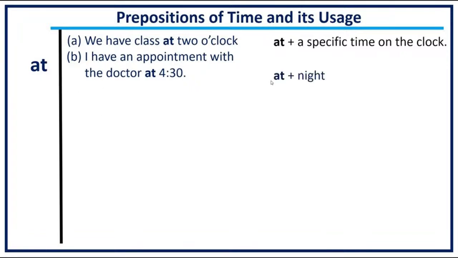Next, another usage of at is at night. So, at plus night. Example, we sleep at night. So, the usages of at are a specific time on the clock, and we use at as well for night. Alright? So, we sleep at night, we go to the bar at night.